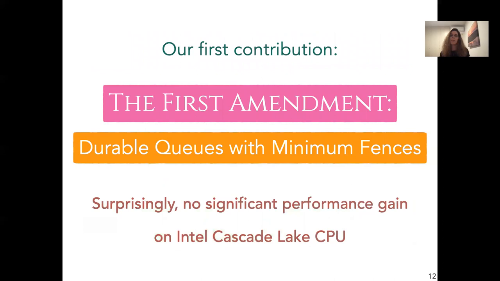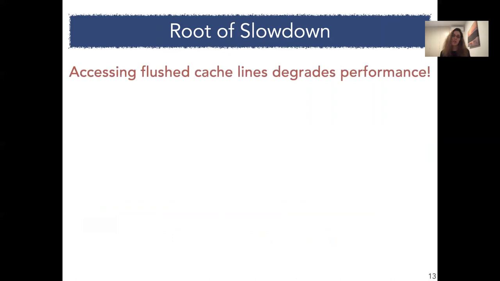When we implemented our queues on a platform with Intel Optane, we were surprised to witness comparable performance to the state-of-the-art durable queue. We expected a significant improvement since the state-of-the-art durable queue uses more fences. Further investigations raised an interesting problem. Our queues frequently access flushed cache lines, and these accesses significantly deteriorated performance.